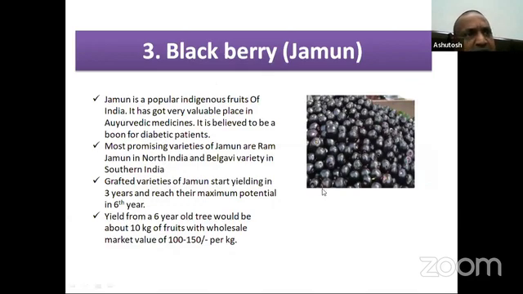Then jamun also. Diabetes is becoming a very big havoc in the present context. So jamun is one of the miraculous fruits which helps in lowering the blood sugar levels. We have different varieties of jamun available, and currently in Bangalore, I can tell you it is around 150 rupees a kg. In the wholesale market, it is around 70 to 80 rupees a kg.